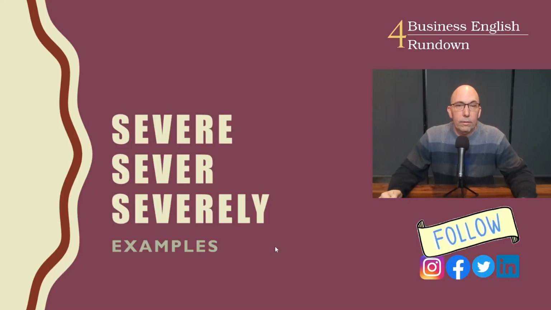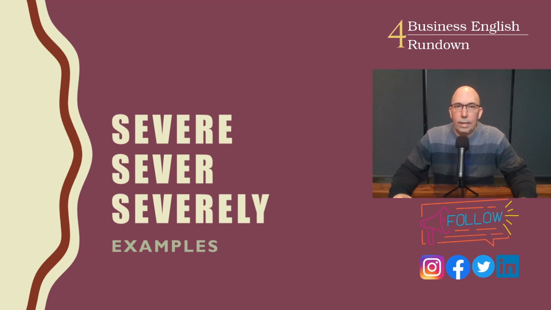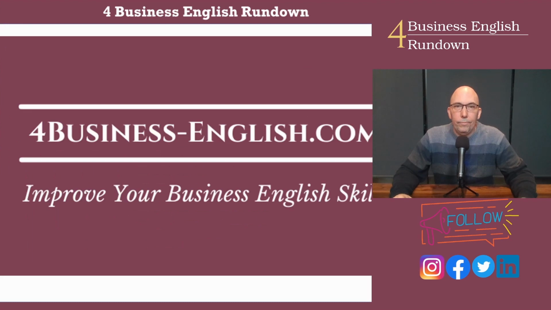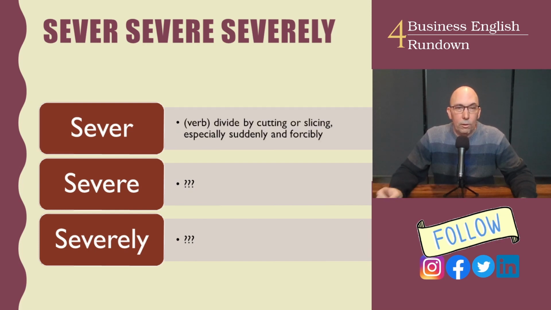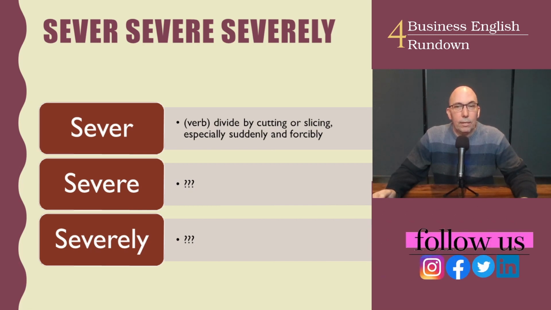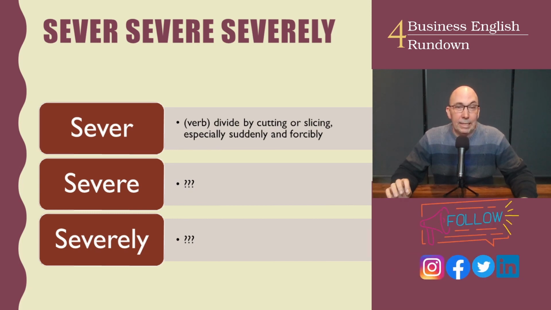All right, severe, sever, severely. Let's look at these words, go through the definitions, and look at some examples of how we might use them. So the first word is sever. This is a verb, an action word. It means to divide by cutting or slicing, especially suddenly and forcibly. So to sever, to cut ties, or to lose a limb. It's usually not a positive thing if something is severed. So sever. Now let's look at severe.